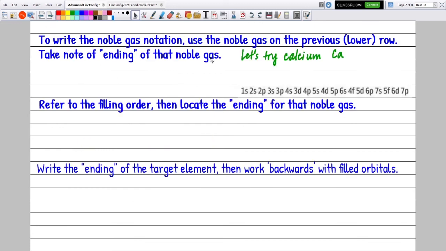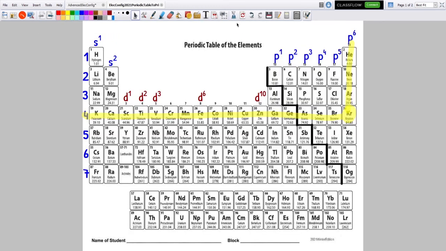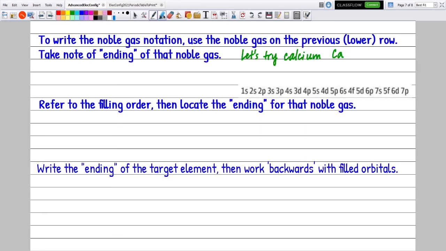To write the noble gas notation, use the noble gas on the previous lower row, and then take note of the ending of that noble gas. Let's try this for calcium. Let's find calcium on this periodic table. Calcium is right here. And we know it's going to end in 4s2. So let's make a note of that. Calcium ends in 4s2.